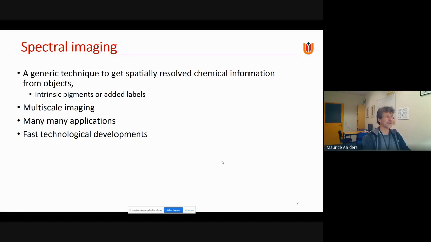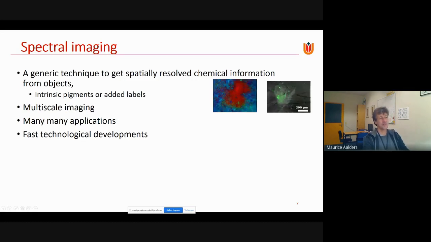Well, this is what I said. It's a generic technique to get spatially resolved chemical information from objects. You can measure the intrinsic pigments in the skin. For instance, if we're talking about a bruise, the intrinsic pigments are blood, higher levels of blood, or bilirubin, the yellowish, greenish stuff. That's a reaction product of breakdown of blood. Or a tumor may have different components in there, which you can use if they have specific optical properties to get a contrast with. Like in this case, this is a basal cell carcinoma.